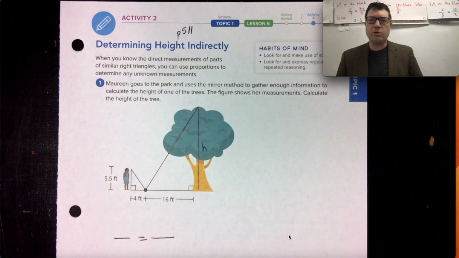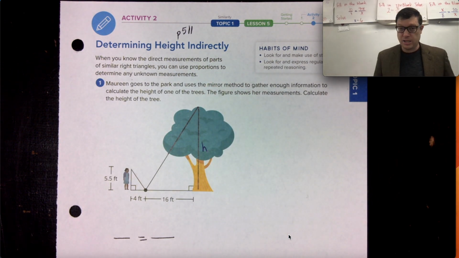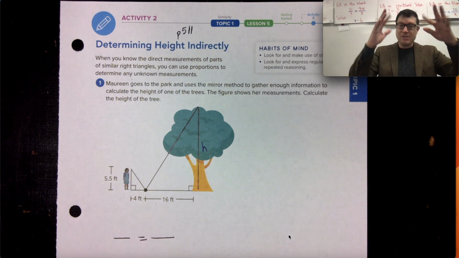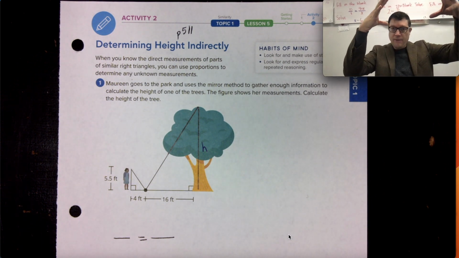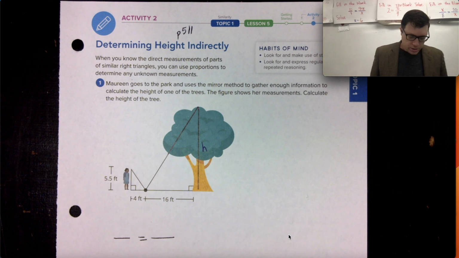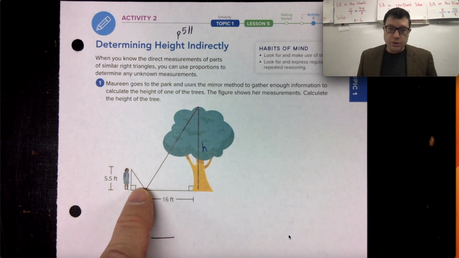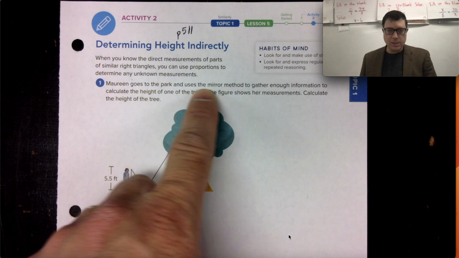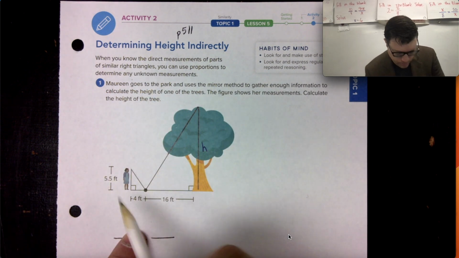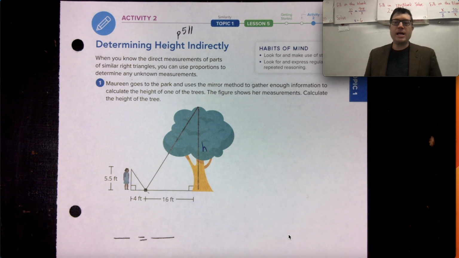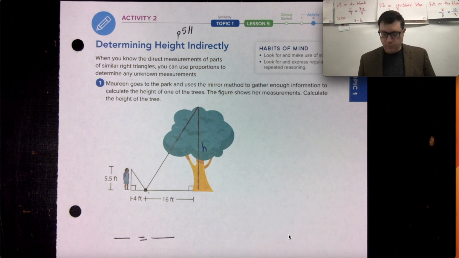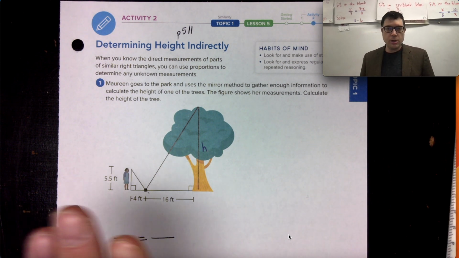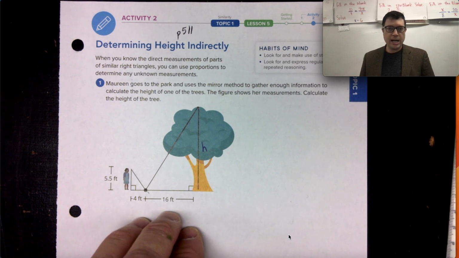Determining the height indirectly. Because you're probably not going to be able to climb to the top of the tree, up into the little wispy boughs at the top, where if you did put your weight up there, you'd fall off. So we're going to let geometry save the day when Maureen goes to the park and uses a mirror method. She uses a mirror to gather enough information to calculate the height of one of the trees. The figure below shows her measurements. We're going to calculate the height of the tree.